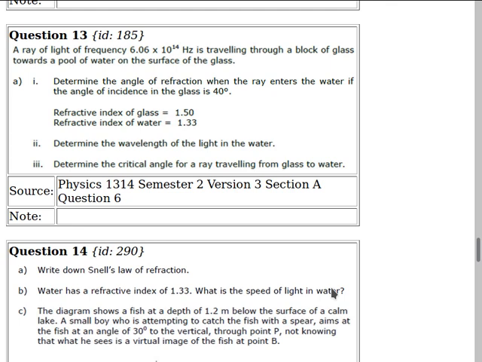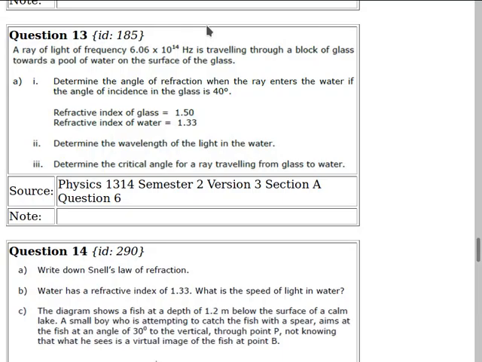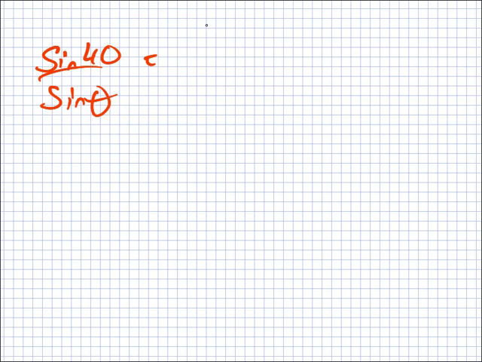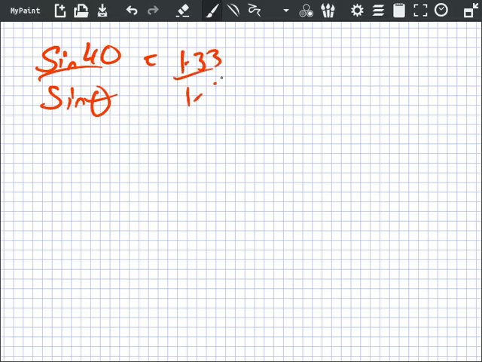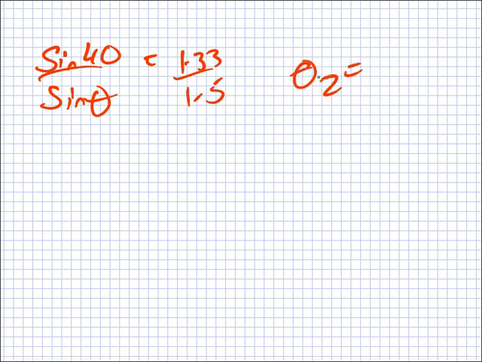What is the refraction? Okay, so that first one is okay, I hope. Sine 40 over sine theta equals, what's the end here? 1.33 over 1. Alright, well that's all fine, isn't it, I hope? What do you get for theta 2? 46.56, is it? 46.6, I see, okay.